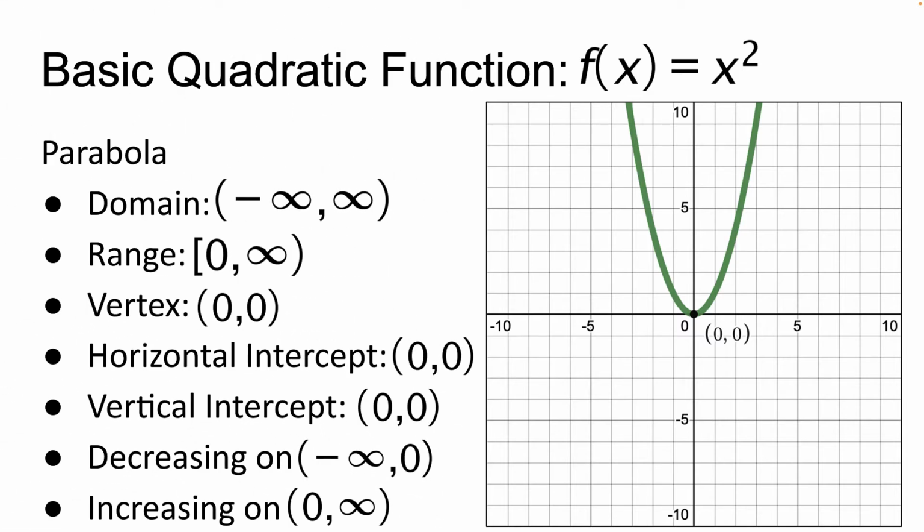The graphs of all quadratic functions are related to its basic function, which is just f of x equals x squared. This is a parabola whose vertex is at 0, 0 and opens up. It has a domain of all real numbers or negative infinity to infinity and a range from 0 to infinity. While the graphs of different quadratic functions will look slightly different, they will all have the same basic shape.